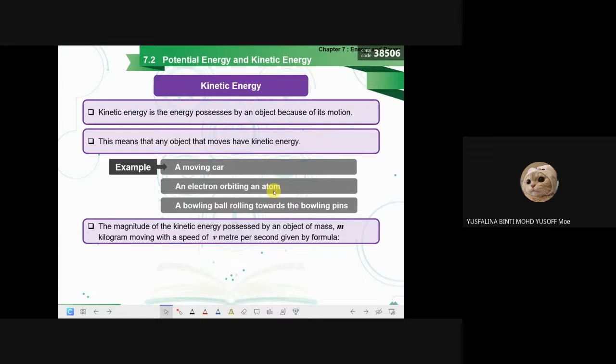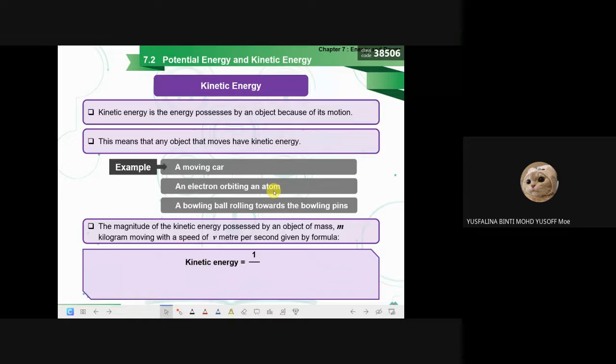The magnitude of kinetic energy possessed by an object of mass m, in kilograms, moving with speed v, in meters per second, is given by the formula: half mv squared. So the mass must be in kg and the v must be in meters per second. This is the formula for kinetic energy.